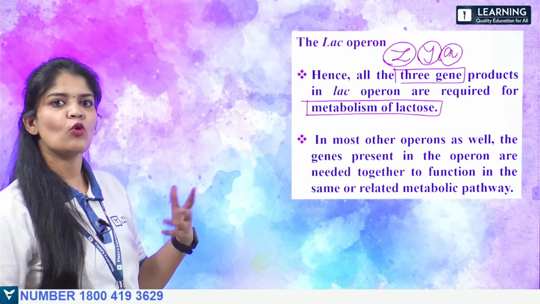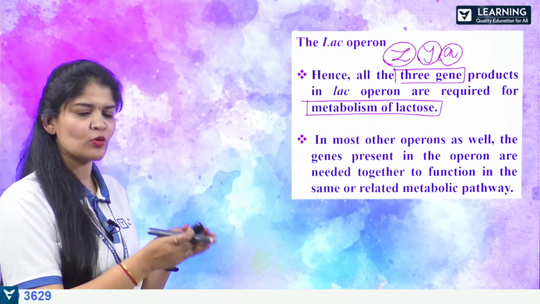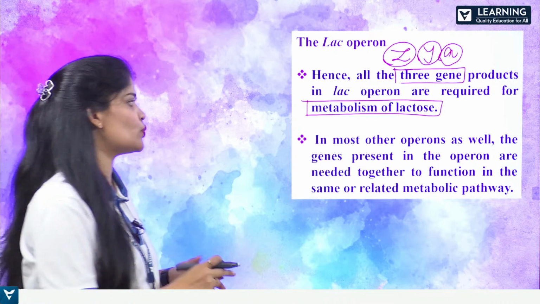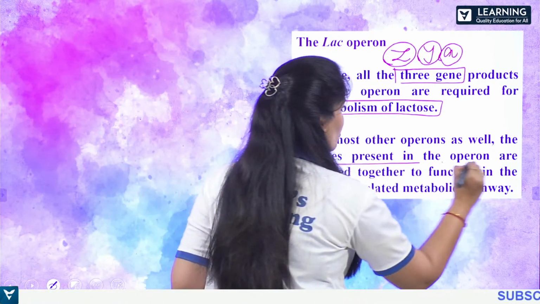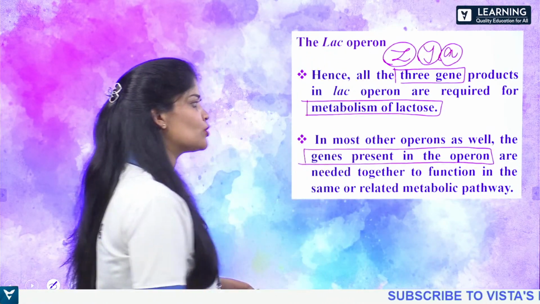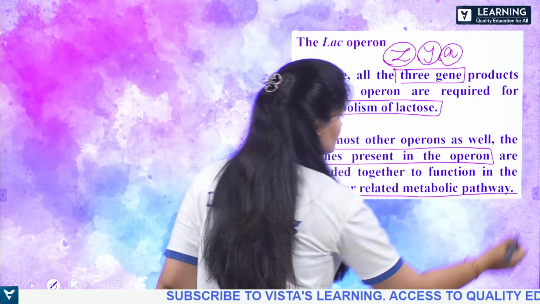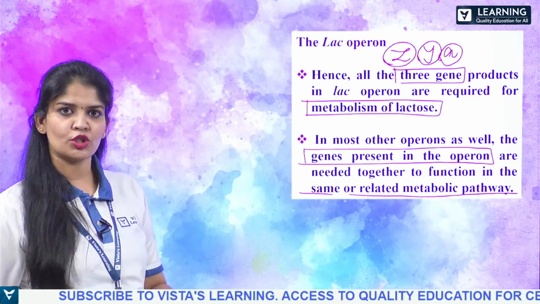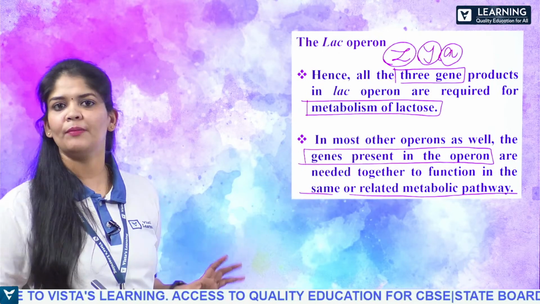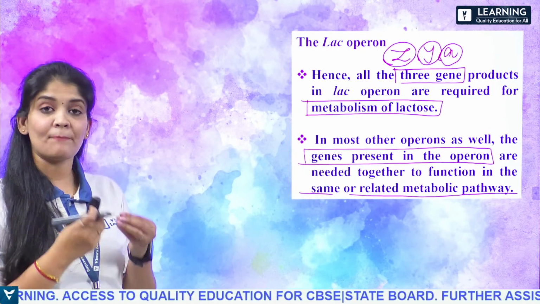Therefore, in most other operons as well, the genes present in the operons are needed together to function in a coordinated way, that is, they show their function in the same or related metabolic activity, that is pathway.